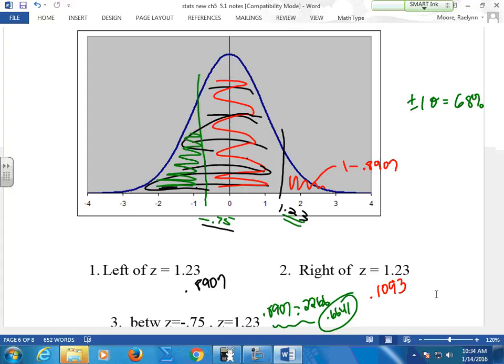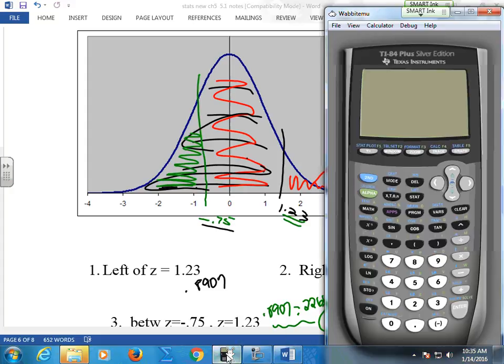Now, in your calculator, for those of you that like the calculator, again, normal CDF. It's a normal curve, and we're accumulating from the left. If you want to do this one for your 1.23, leave your left boundary, set that. This goes at 1.23. Leave these in place and paste. And we get, as we round, 0.8907.